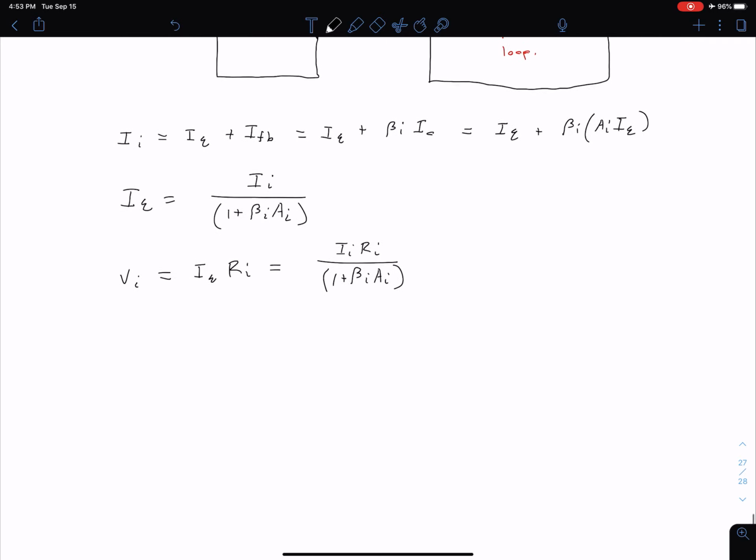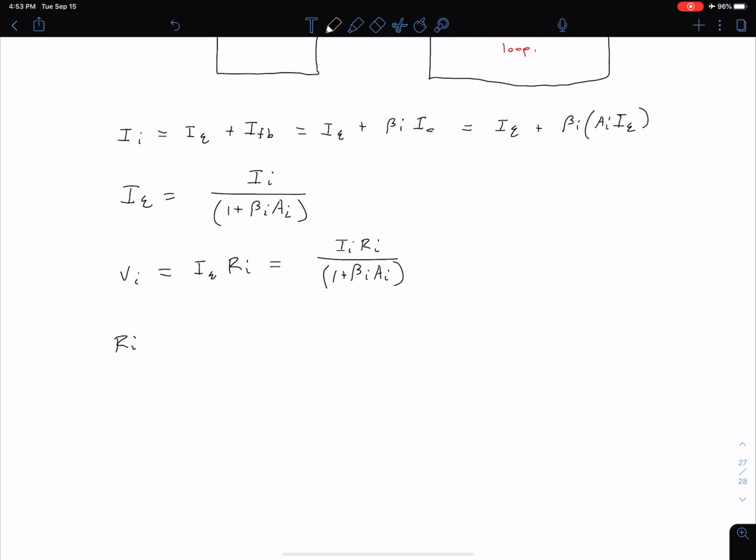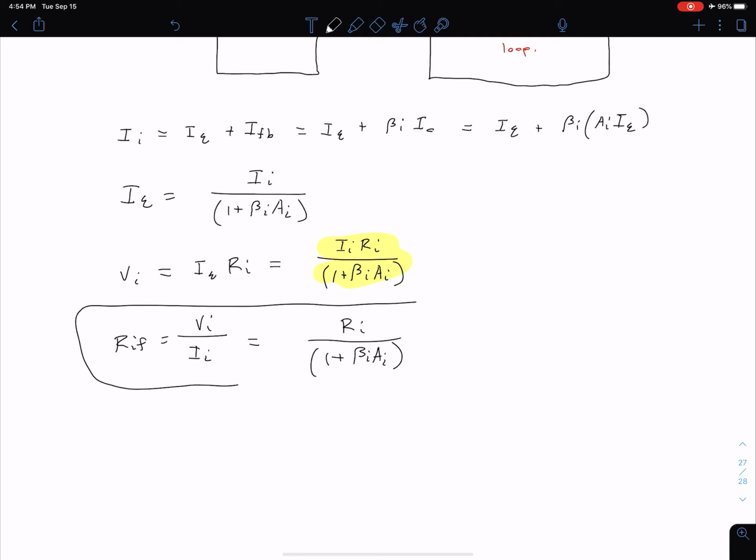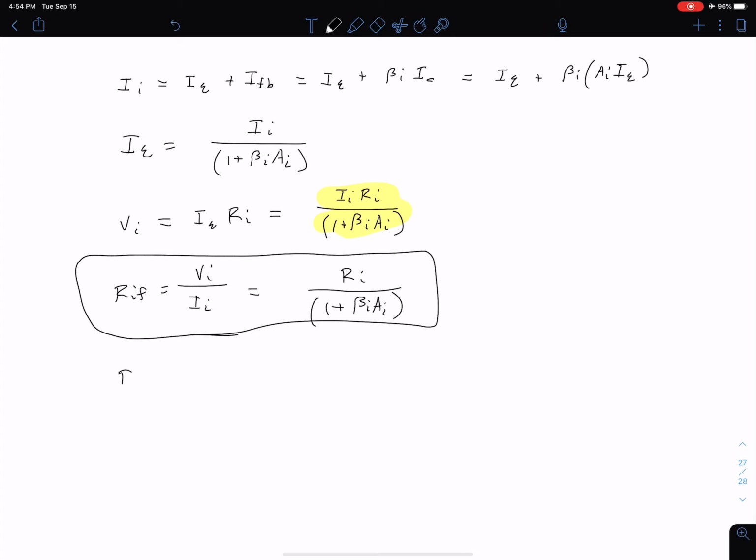Okay, so now we are at a point where we can do what we said at the start of the video. So we're going to say R_IF is equal to that input voltage divided by our input current. And so if we're just taking this equation up here and dividing through by I_I, of course, all that's going to do is get rid of that I_I in the numerator. And we have R_I divided by the quantity 1 plus beta_I times A_I. So what we can see is, in this case, our input resistance is being decreased. So we have a decreased input resistance.